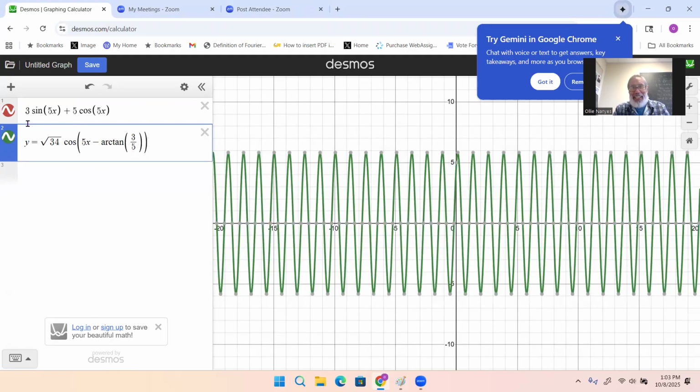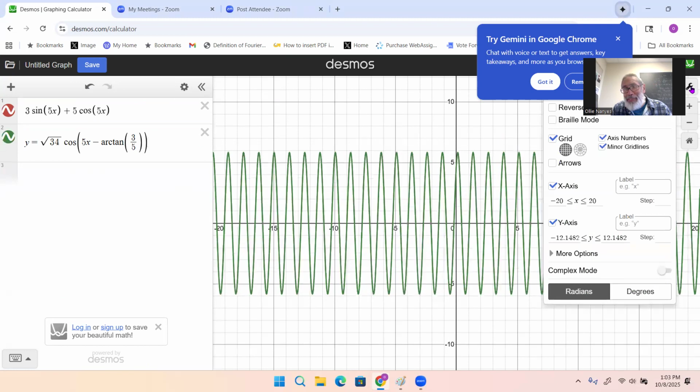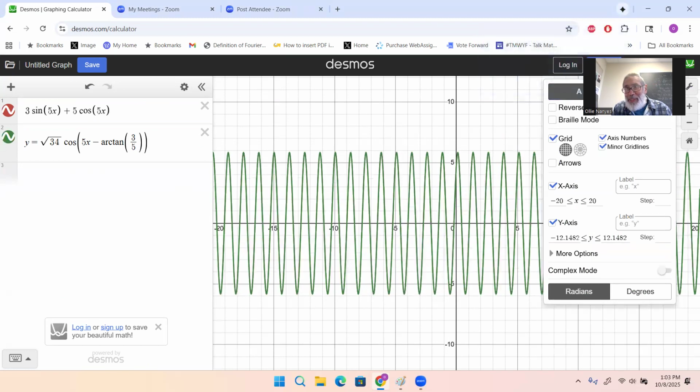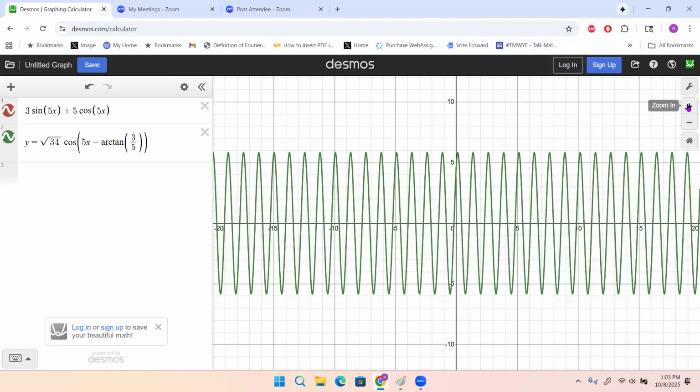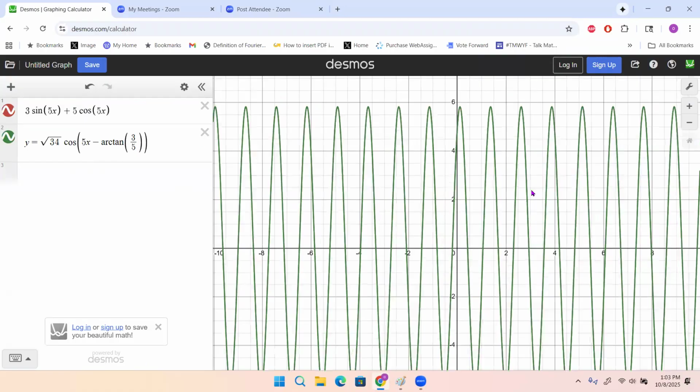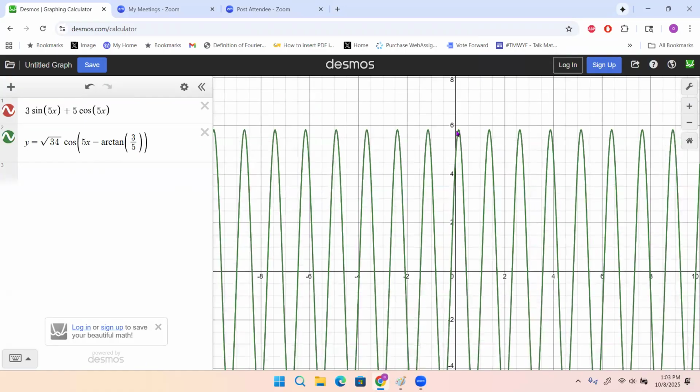And we see that we get the identical graph, and we can blow this up a little bit. I'll get rid of all this extraneous stuff. This distance right there is the phase shift from here to there.